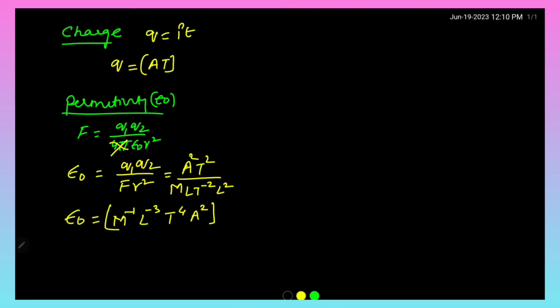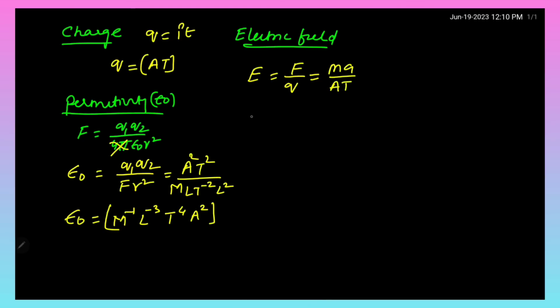Next, we need to find out the dimensional formula for electric field. Okay, so how are you going to find out the dimensional formula for electric field? You know that electric field is nothing but force acting on unit charge, that is F by Q. You all know F is nothing but mass into acceleration, that is M into A, and Q is nothing but ampere into time.